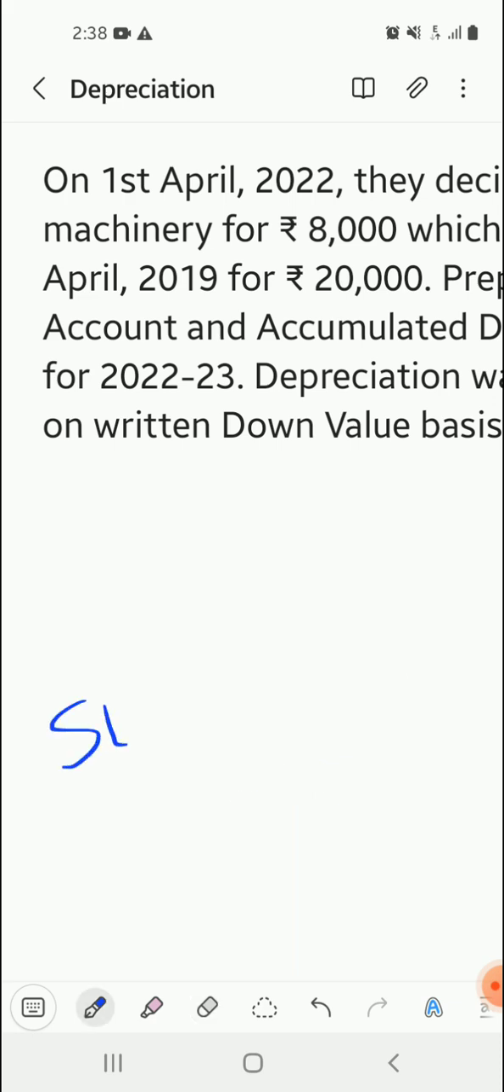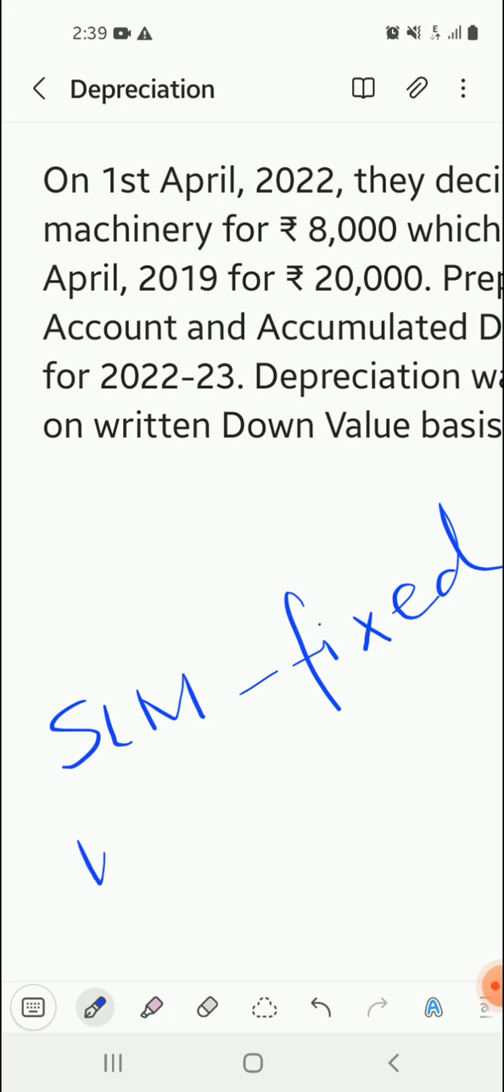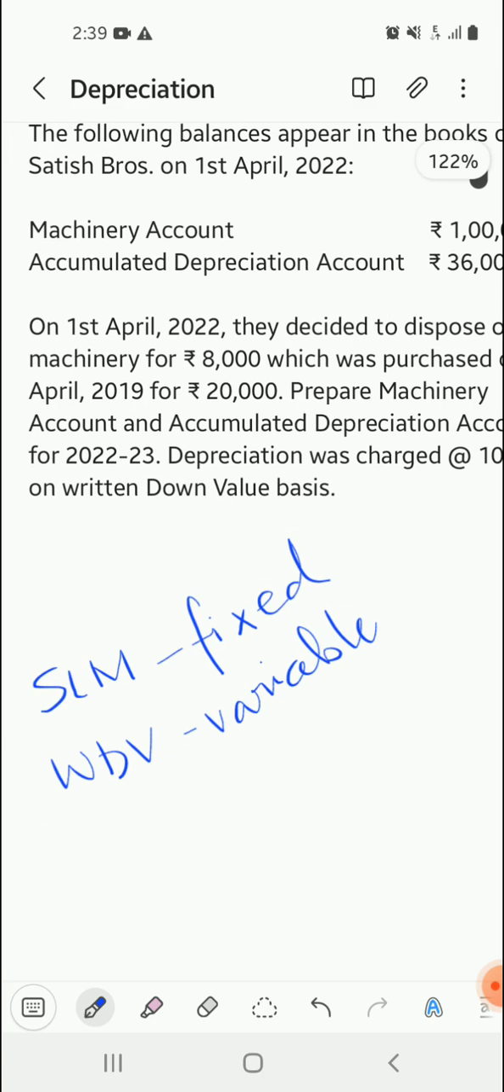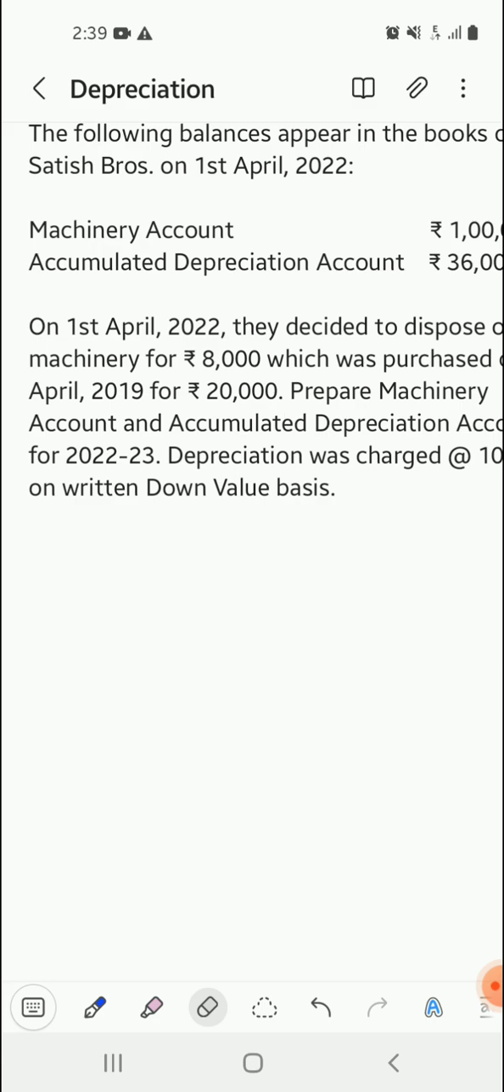The difference: in SLM, a fixed amount is deducted from the book value of the asset every year. That is 10,000, for example, then every year it will be 10,000. But in case of WDV, which is known as written down value, the amount will vary, that is, it is variable. The rate may be fixed, that is 10%, but it will be on the reduced, depreciated value each year. Therefore, the amount to be depreciated reduces with time. Now we're going to jump straight to the sum.